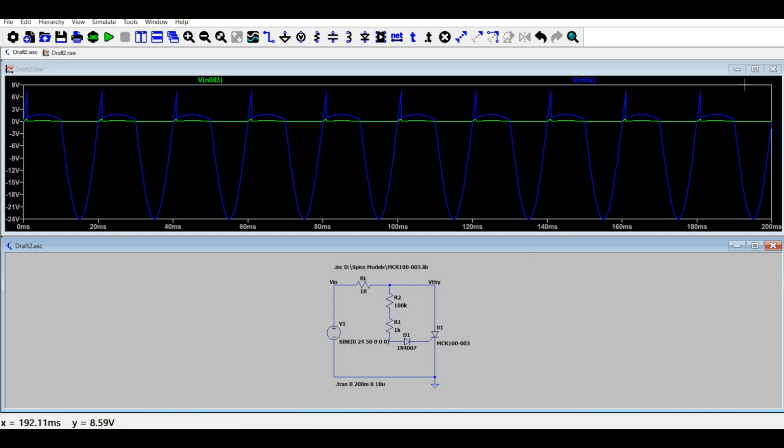So that's all about this half wave controlled rectifier, and in the next video I will be simulating a half wave rectifier with a firing angle range of up to 180 degrees.